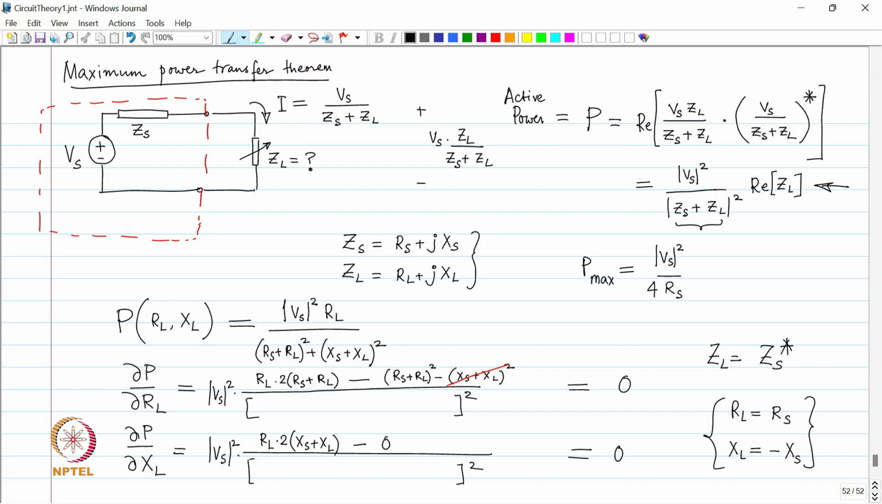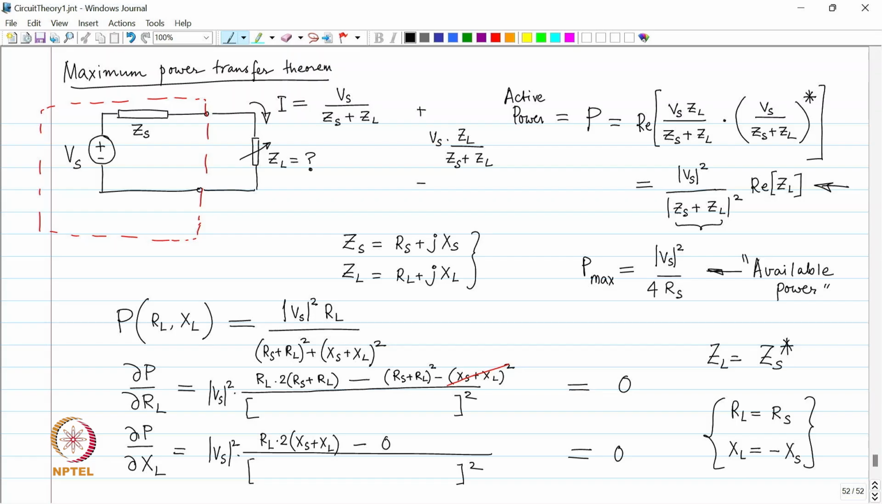Fine. Okay. So, just by the way, this P max has a name, this is called the available power. All right, this is the available power of any power source, right. You take a power source and you can ask the question, what is the available power of this power source? This is the available power, mod V s squared by 4 R s.